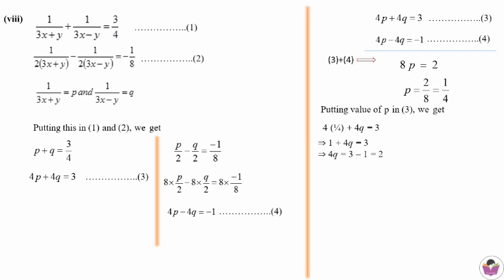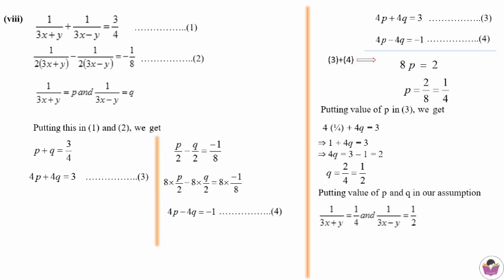After calculation, the 4s cancel, it becomes 1 plus 4q is equal to 3. Then this 1 we bring to the right side, that is 3 minus 1, it becomes 2, that is 4q is equal to 2. Finally q is equal to 1 by 2. Now we have got the values of p and q only, but according to our question the variables are x and y. We have to go for finding the values of x and y.